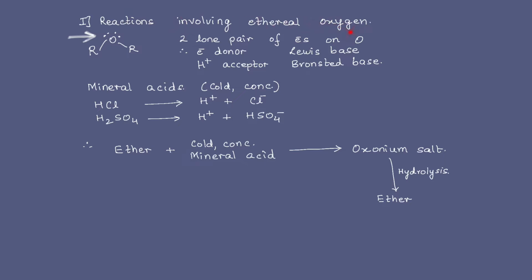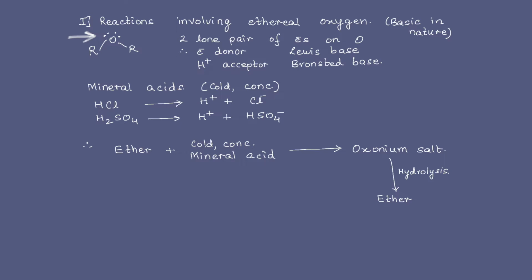Reactions involving ethereal oxygen. So as we discussed, there are two lone pair of electrons on the oxygen atom, and because of these lone pair of electrons, it can be an electron donor, in which case we call it a Lewis base, or it can also be a proton acceptor, in which case it's a Bronsted base. So all in all, our ethers are basic in nature. They react with mineral acids.